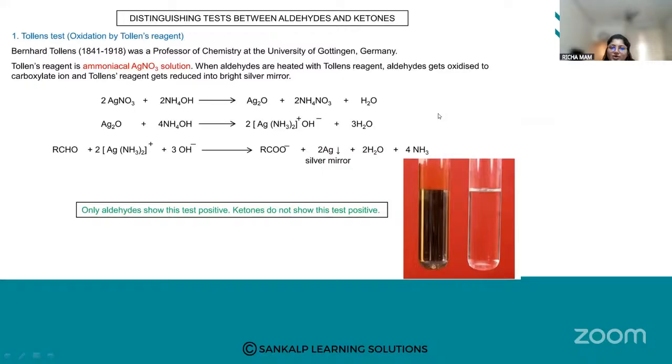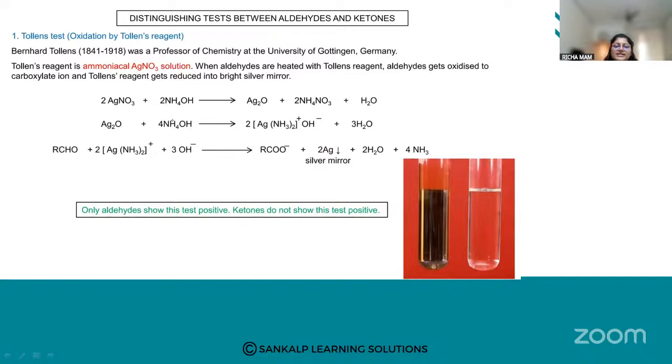And when we are oxidizing the ketones, we can only use a strong oxidizing agent. Okay. So here, let us see the distinguishing tests between the aldehydes and ketones. Which are the different distinguishing tests which can be used? The first one is the Tollens test. What do you mean by Tollens test?